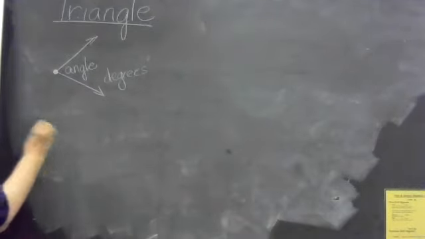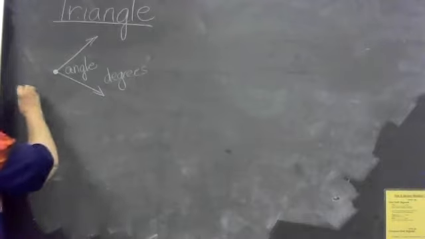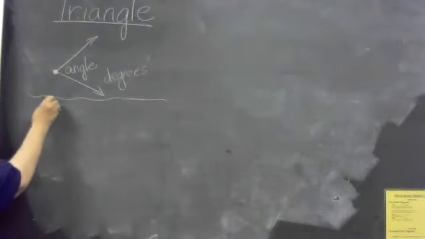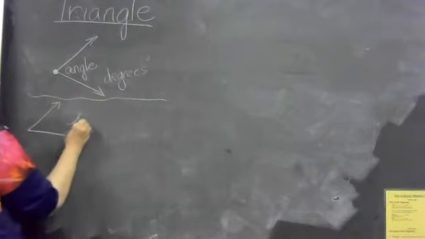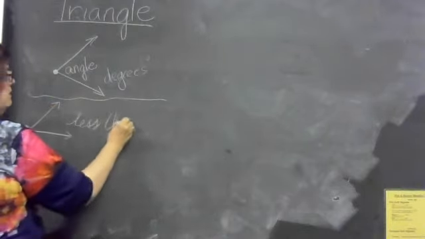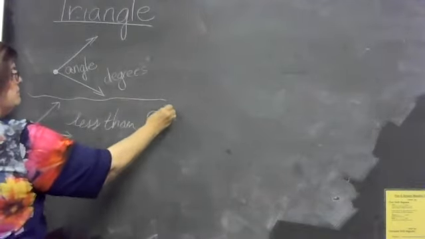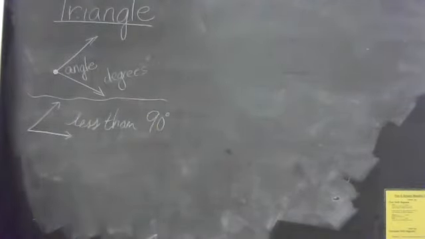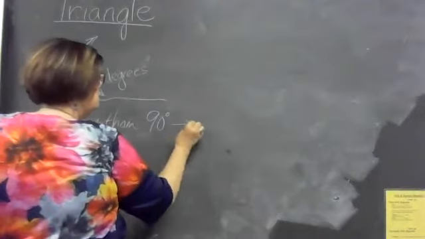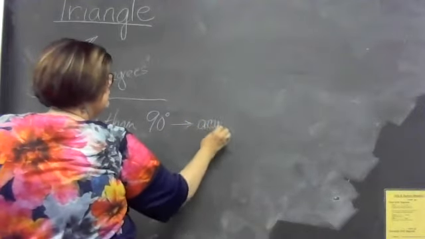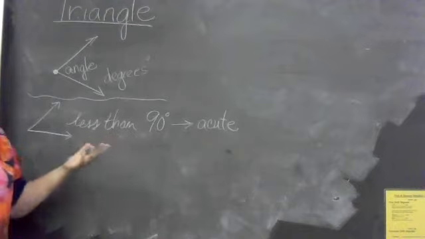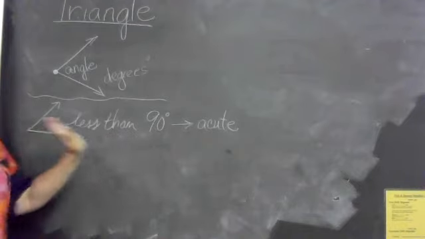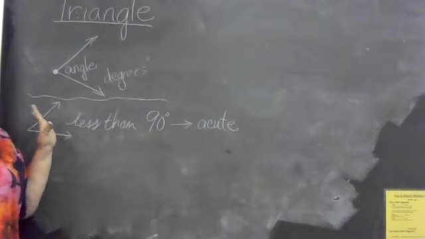So if we have an angle that is less than 90 degrees, it's called an acute angle. The way they tell us to remember that in grade school and high school is, if it's little, then it's little and cute. It's an acute angle.